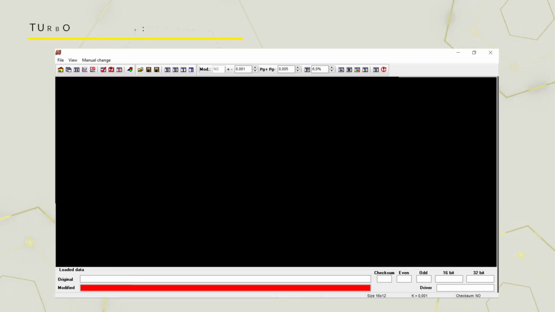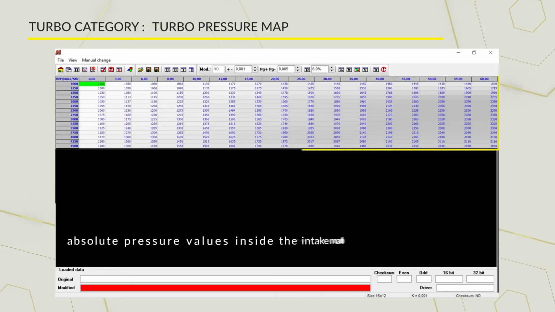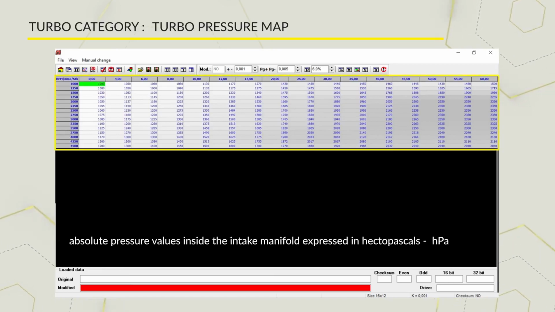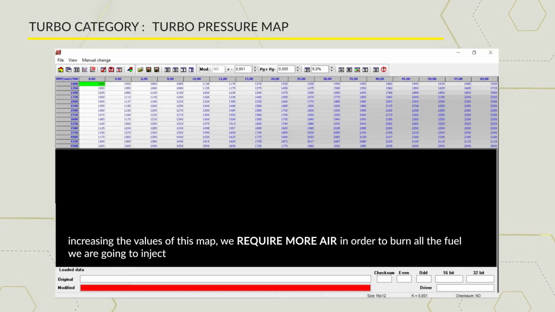Finally, let's take a look at the last category of turbo, specifically the turbo pressure map. Within this map, we find absolute pressure values inside the intake manifold expressed in hectopascals, as a function of engine revolutions and cubic millimeters of fuel injected per engine cycle. These maps set the target pressure that the turbocharger will have to reach. So by increasing the values of this map, we require more air in order to burn all the fuel we are going to inject.